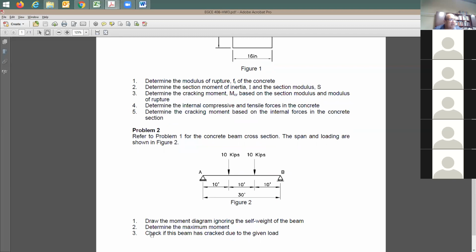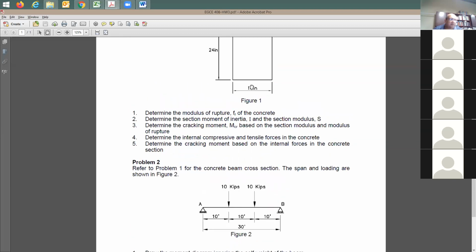So what's next? Check if the beam has cracked. What does it mean by that? It means that you're going to be comparing the cracking moment and the applied moment to the beam. If this applied moment is larger than the cracking moment, it means the beam has cracked. If this applied moment is less than this cracking moment, it means the beam didn't crack yet. Are we good about this?